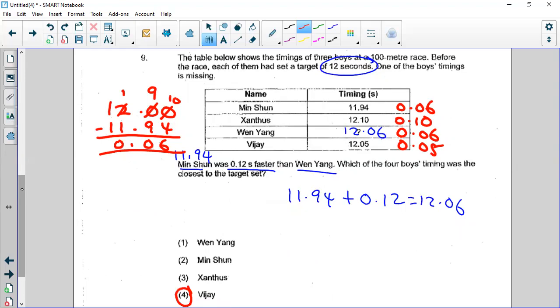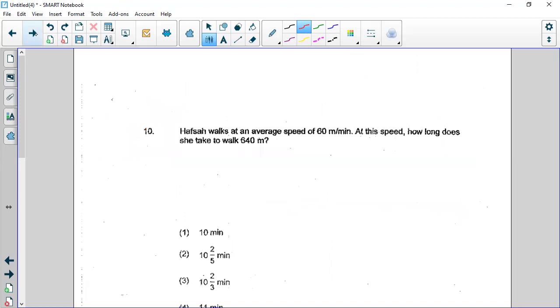Okay, question 10. Aswa walked an average speed of 60 meters per minute. At this speed, how long? How long means the time. Speed is S. How long does she take to walk 640 meters, which is the distance? So your triangle. How do you write your triangle? Distance is on top and the speed and time below. So to find the time, you have to take distance divided by speed.